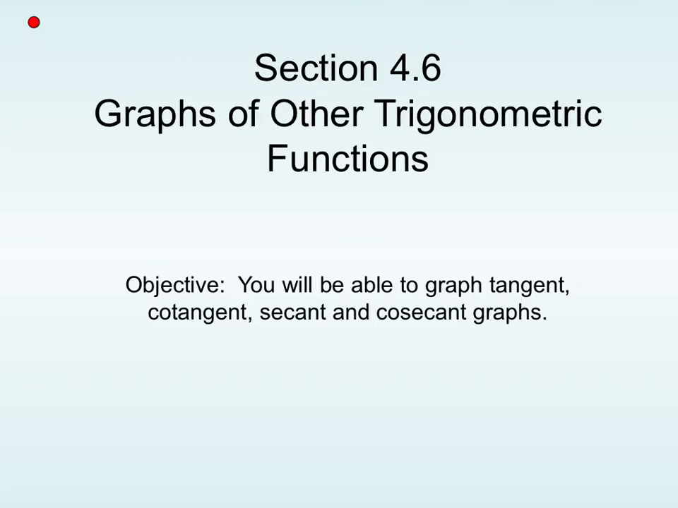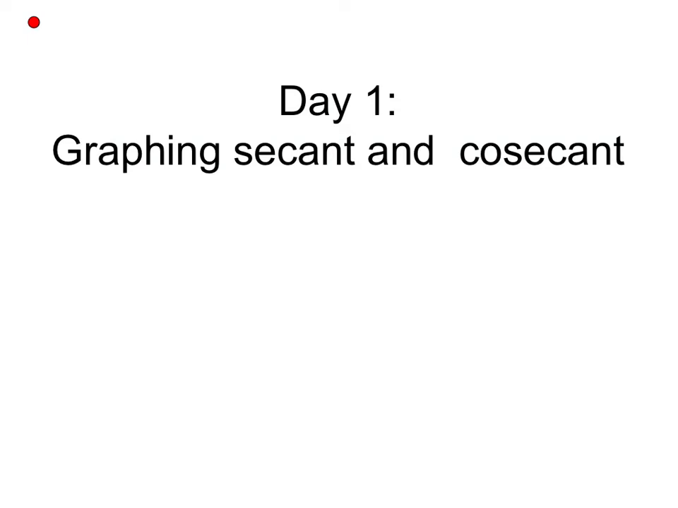4.6 is graphing of other trig functions. We are going to look at tangent, cotangent, secant, and cosecant. And today we're going to focus primarily on the graphing of secant and cosecant because those ones fall most in line with sine and cosine. So hopefully you'll find those quite easy today.